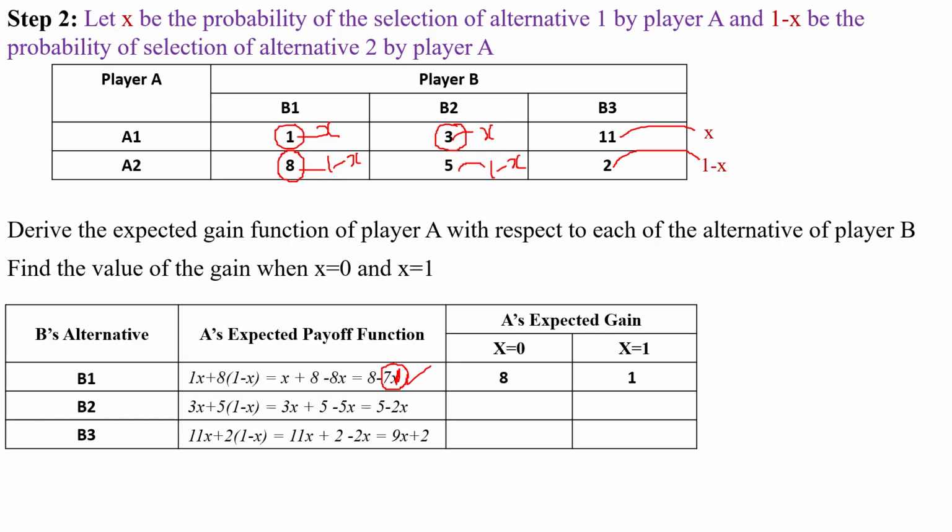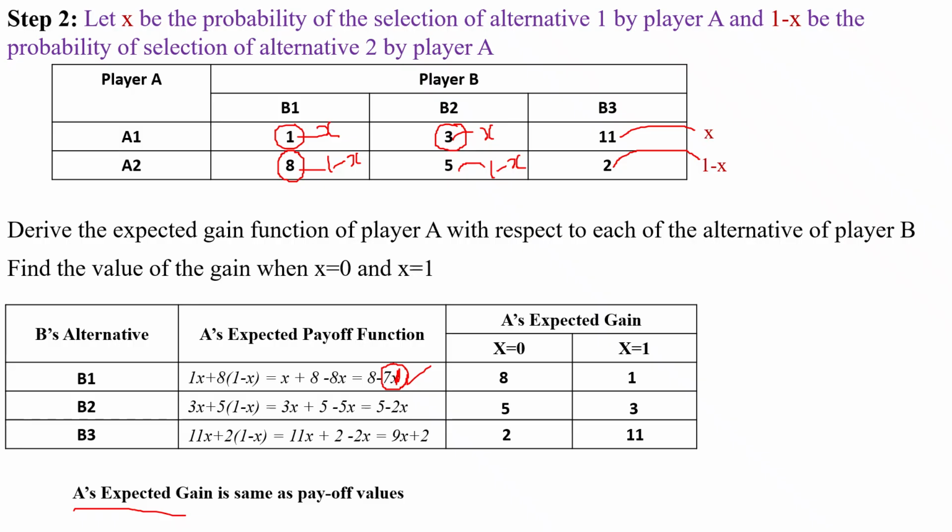Similarly, for the B2 alternative, A's expected gain is 5 minus 2x. Substituting x equal to 0, we get the gain as 5, and substituting x equal to 1 in 5 minus 2x, we get the gain as 3. Next we determine A's expected gain for the B3 strategy. Here, substituting x equal to 0, the gain value is 2, and substituting x equal to 1, the gain value is 11.